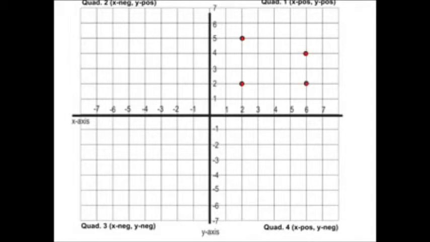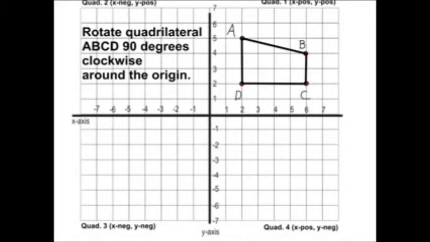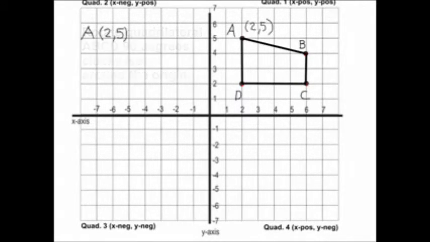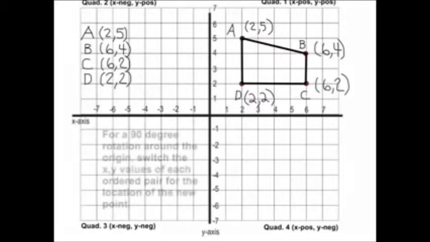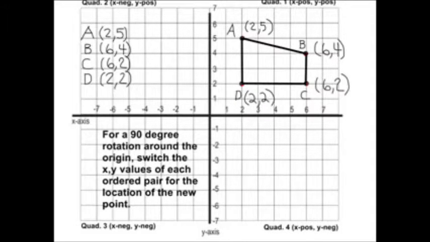Before we can actually rotate this figure, we first must find the ordered pairs of each of the vertices of our quadrilateral. Point A is located at positive 2, positive 5. Point B is located at positive 6, positive 4. C is located at positive 6 and positive 2. And D is located at positive 2, positive 2. Now we know we have to rotate our figure 90 degrees clockwise about the origin.